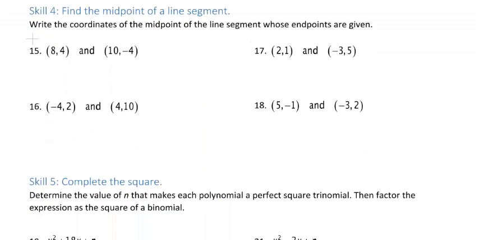Another skill in this section was to find the midpoint of a line segment. So the midpoint, if you recall, is really the average of the x's and the average of the y's. So it's x1 plus x2 divided by 2 and y1 plus y2 divided by 2.